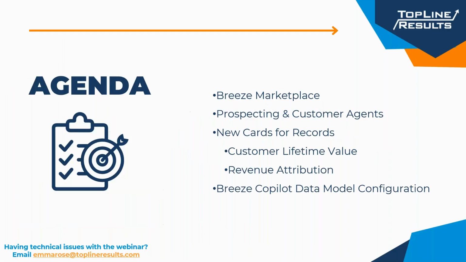Now, for today's webinar, we're going to be taking a look at the Breeze Marketplace, which is one central location in which you can see all the different AI agents that HubSpot has to offer, and we'll go through what that looks like. And specifically with our AI agents, today we'll be taking a look at the prospecting and customer agents, and we'll be taking a look at more of the back-end side of things so you can get familiar with what setup looks like and the kind of information you might need if you'd like to look to implement one of these agents for yourself.